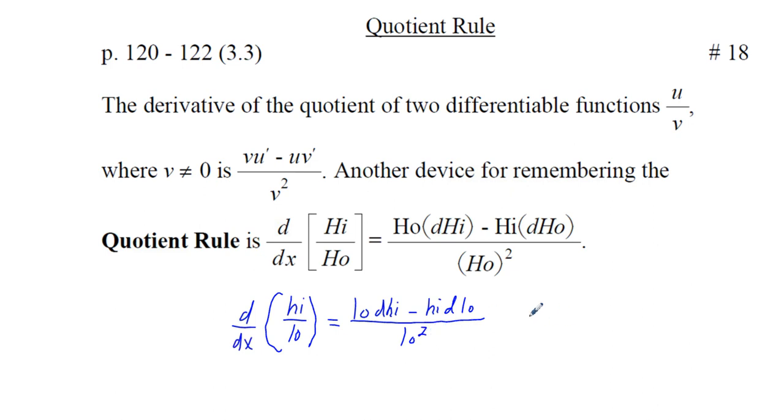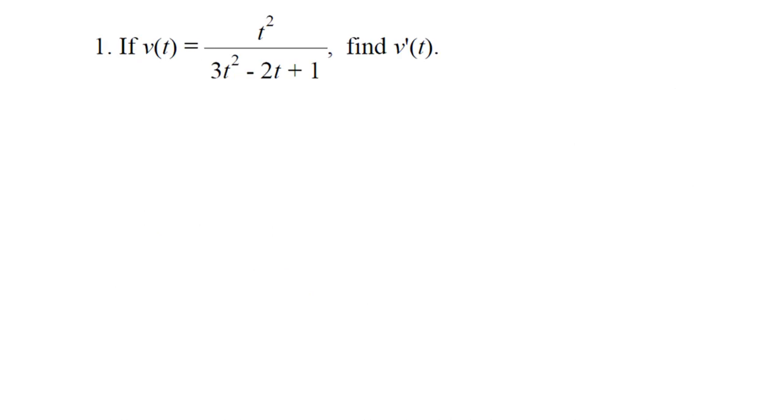And there's yet another way of looking at this. If you have u over v, let's try this again. d dx of u over v, you can write this as u times v to the negative 1 power, and treat this like a product rule, this product of u and v to the negative 1 power, and you end up still here. So different ways of doing these things. Okay, let's get to the problems.